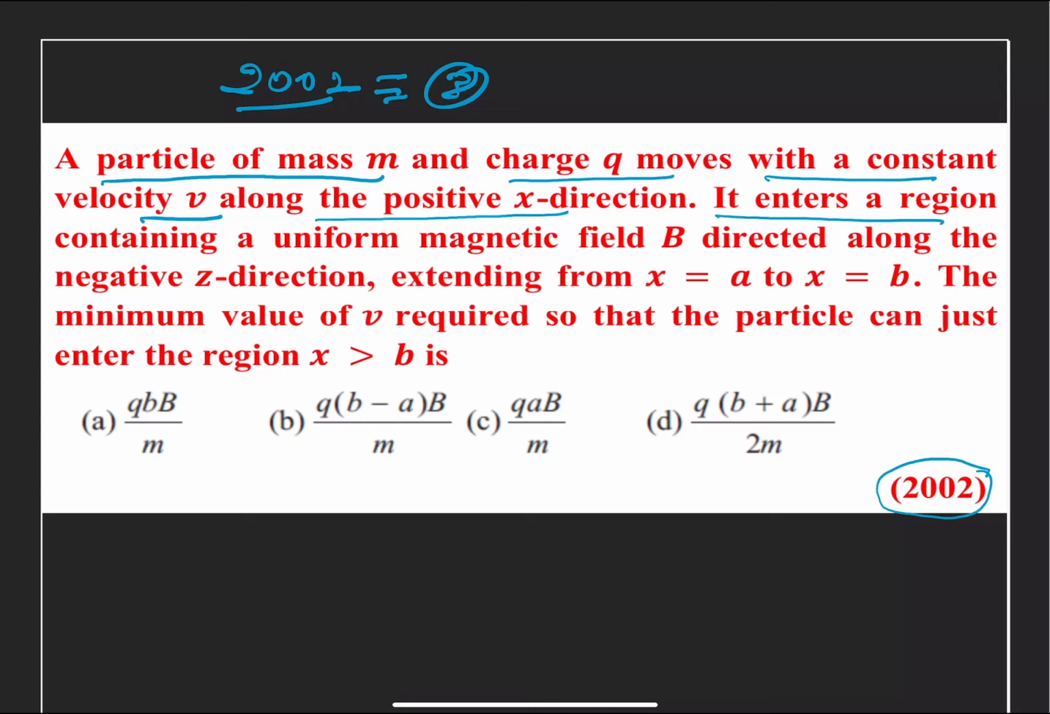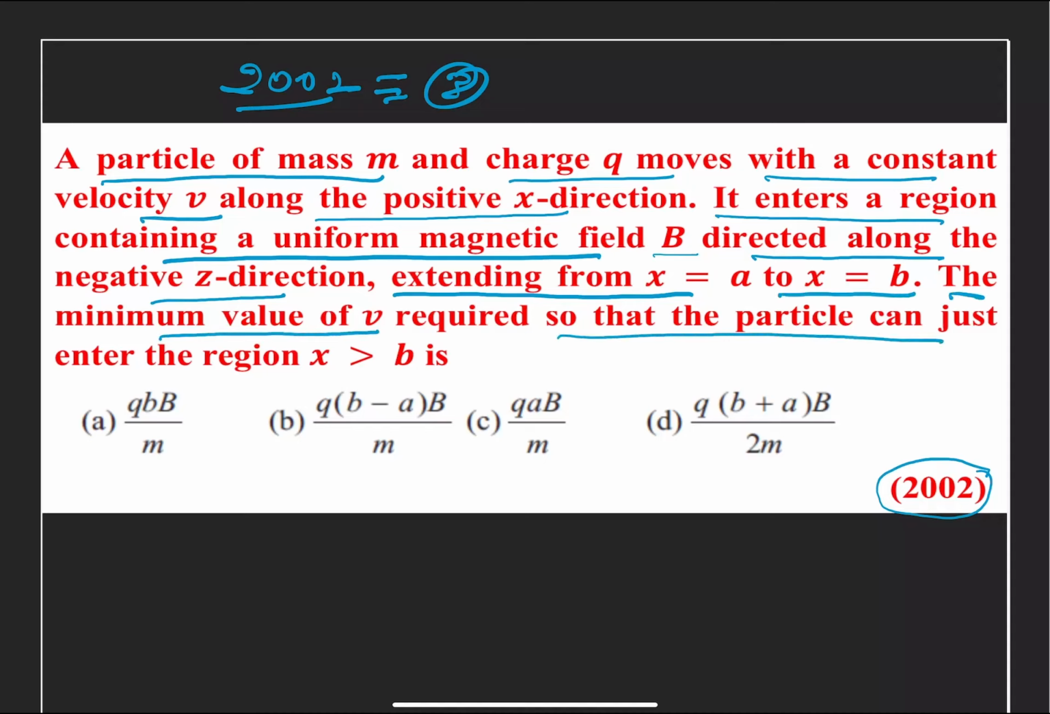It enters a region containing a uniform magnetic field B directed along the negative z direction, extending from x equal to a to x equal to b. The minimum value of velocity v required for the particle to just enter the region x greater than b is.